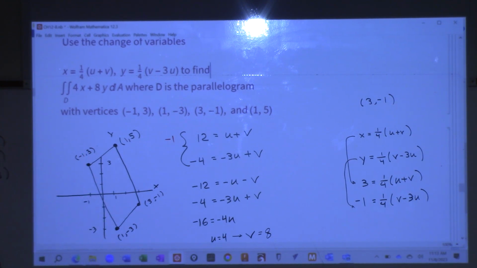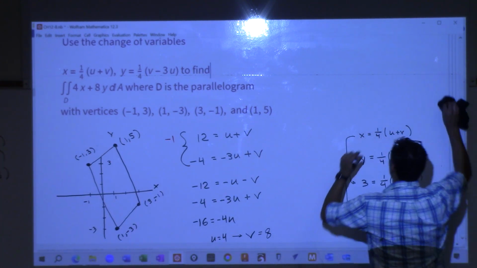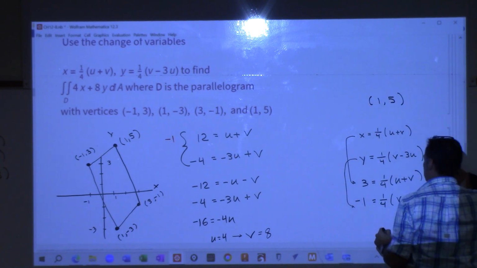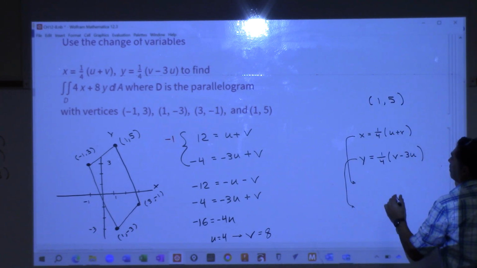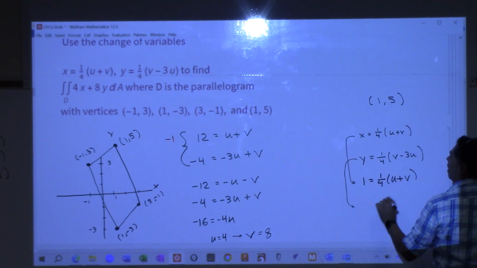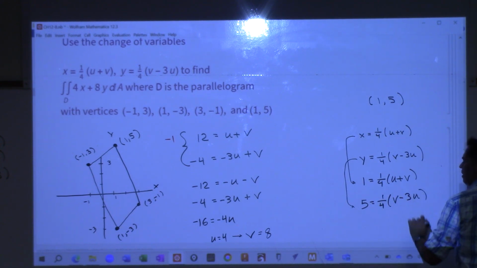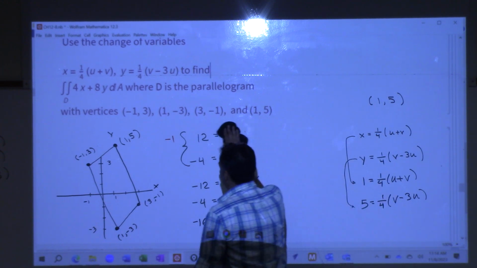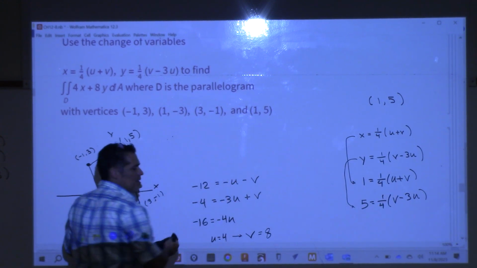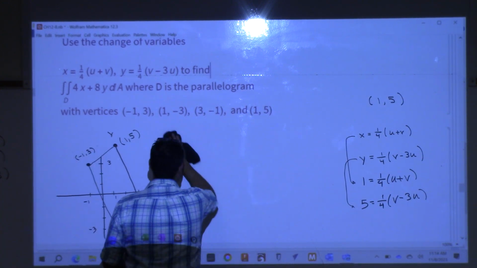The last one. Any questions? Okay. So the last one, we're going to do 1, 5. So 1 goes in for x. 1 equals 1/4 u plus v. And then 5 equals 1/4 v minus 3u. Tedious, right? We could have probably done this already. But it's more about us seeing this in action.